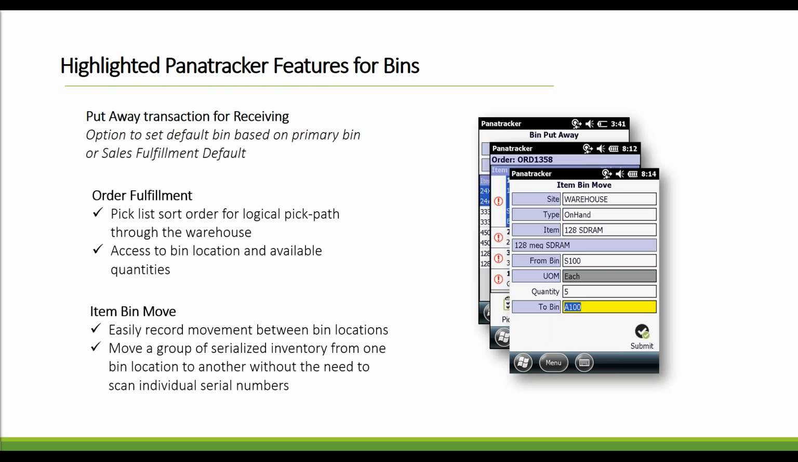So we have that feature on putaways. We support multiple bins on order fulfillment and also on item bin moves. We have the ability to set some defaults so we can give some guidance to the users on the order fulfillment pick list. We can add a logical pick path through the warehouse, and you have access to know where your inventory is from any of the transactions as well.